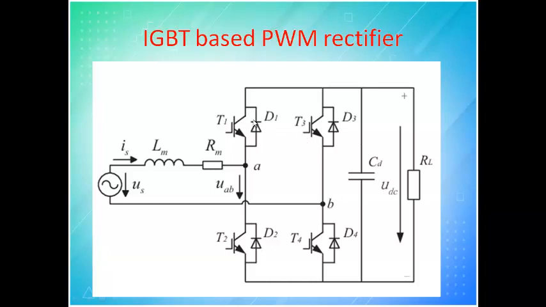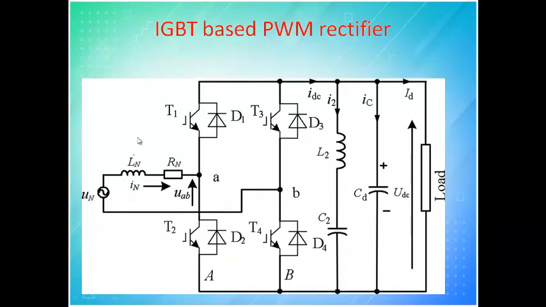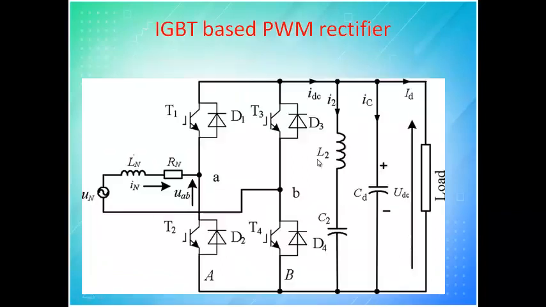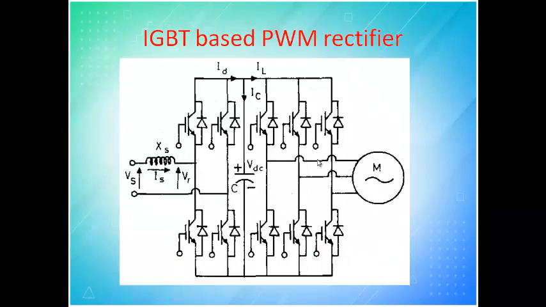IGBT can withstand high current; even now you have Semikron IGBTs which can withstand 1200 amperes. Very high operating current. For the rectifier circuit IGBT is not mandatory, but we are showing an IGBT based rectifier. But when you come to this circuit, in this part you have to use only IGBT.